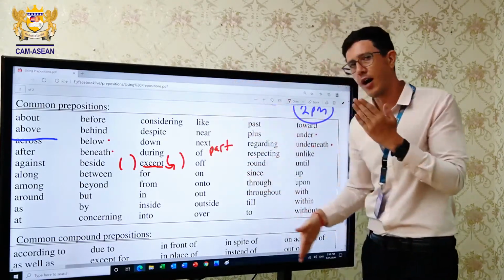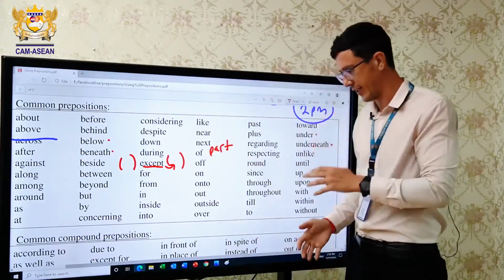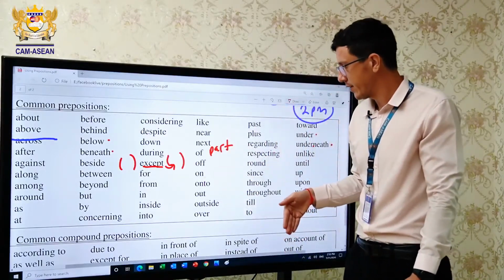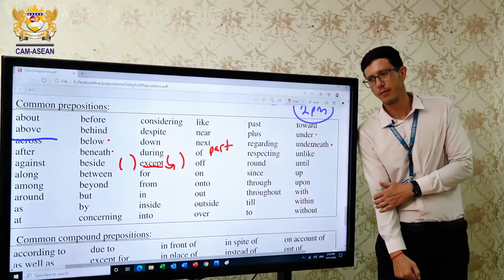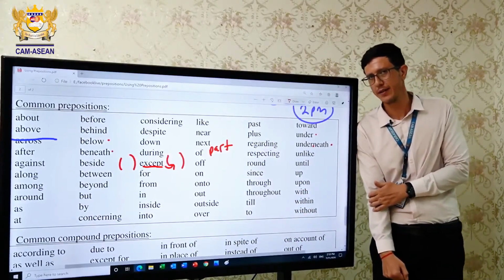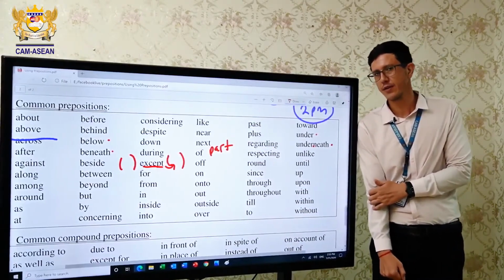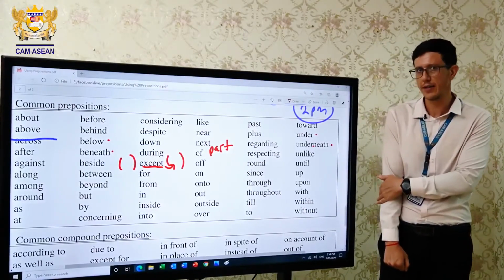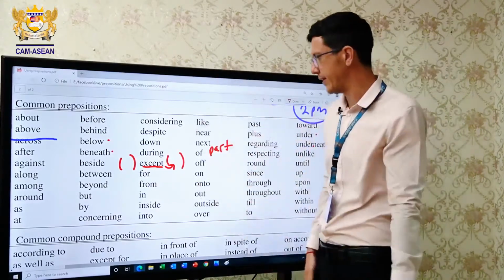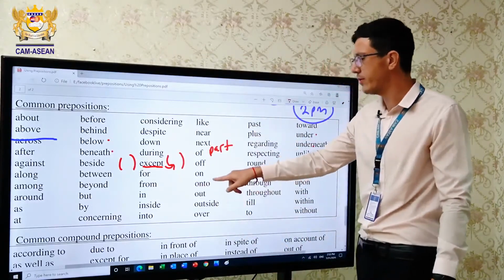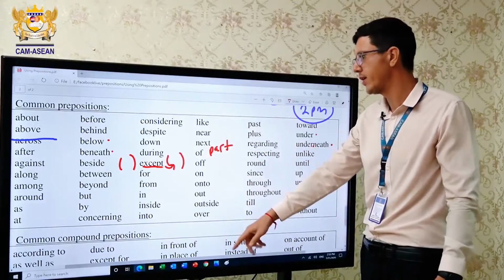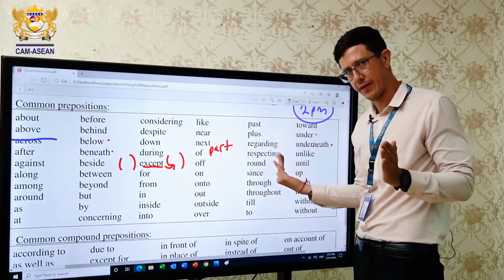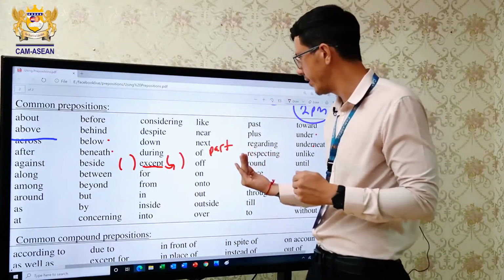Now don't forget, on means completely touching. Okay? Completely touching. Whereas partially touching is beside or against. Against, partially touching. Beside, next to, not touching. On, complete. Onto, change. Out, opposite, in. Inside, outside. Okay, we're talking about location.